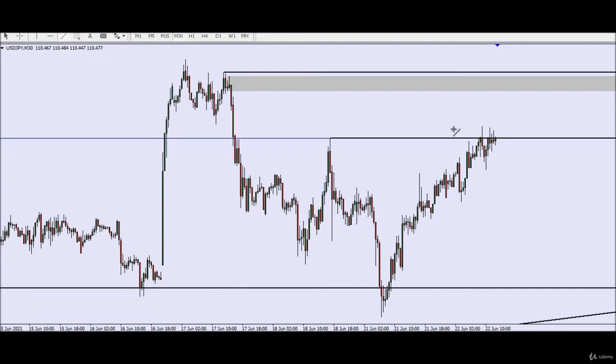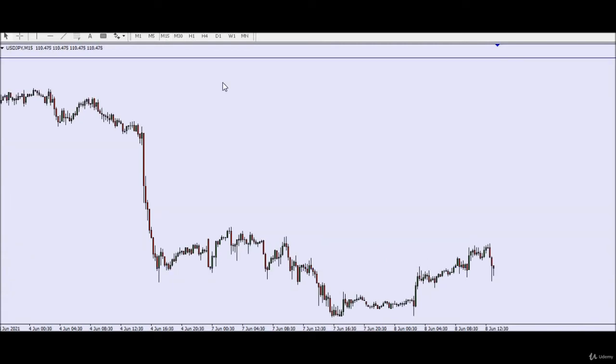So I will add another level. I can do it like this. So as you can see, here was a touch of this resistance, here a fake breakout, and now break, retest, and now it's a support line. So what we can await is on the lower 15-minute.